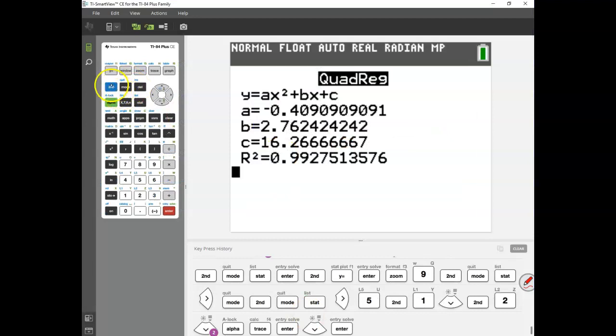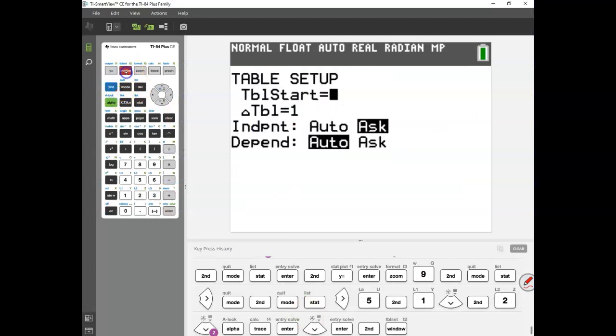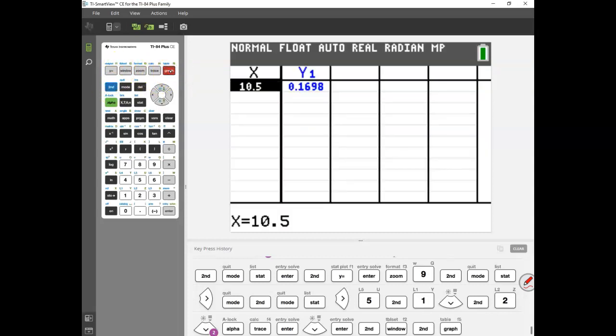One way you can do that is you can change your table. So go to second table set or second window. You can change your table to ask for the independent variable. And what that does is when you go to your table, you can type in manually any x value you want. It could be as weird as you want. It's not going to autofill because autofill counts by integers usually, and 10.5 won't be hit.